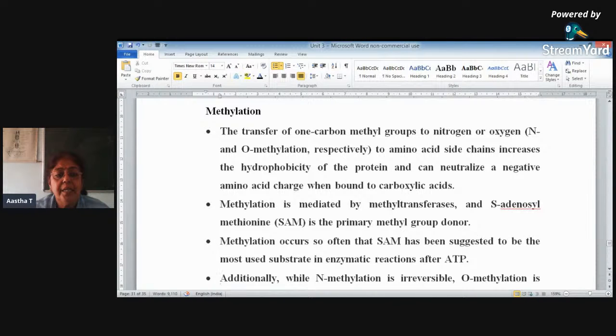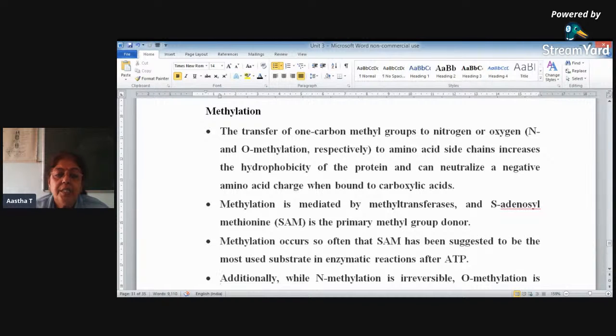It can neutralize the negative amino acid charge when bound to carboxylic acid. चुकून सगळे प्रोटीन्स जर कार्बोक्सिलिक ऍसिड्सला बाइंड होतील तर नेगेटिव्ह चार्ज वाढून जाईल आणि ऑलरेडी नेगेटिव्हली चार्ज अमायनो ऍसिड्स असतील, लाईक एस्पार्टिक ऍसिड, ग्लुटामिक ऍसिड, हे नेगेटिव्हली चार्ज अमायनो ऍसिड्स आहेत आणि ते कार्बोक्सिलिक ऍसिडला बाइंड होतील तर negative charge will increase. So to neutralize this negative charge, methylation can play an important role. So in this way, they will increase the hydrophobicity of the protein.